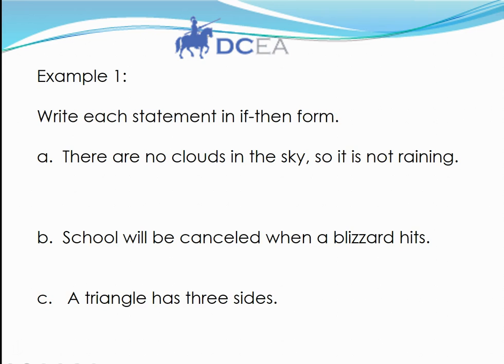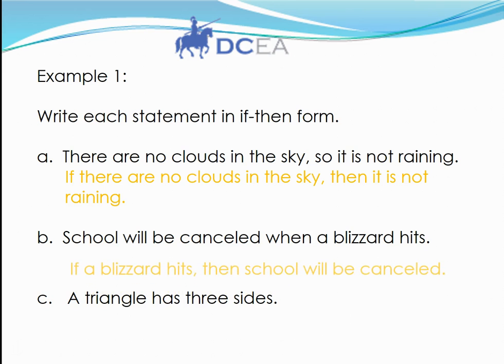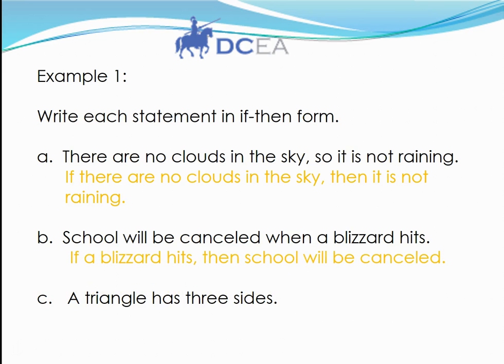Example 1 from your book asks us to write these 3 statements in if-then form. First statement, there are no clouds in the sky, so it is not raining. If there are no clouds in the sky, then it is not raining. School will be canceled when a blizzard hits. If a blizzard hits, then school will be canceled.